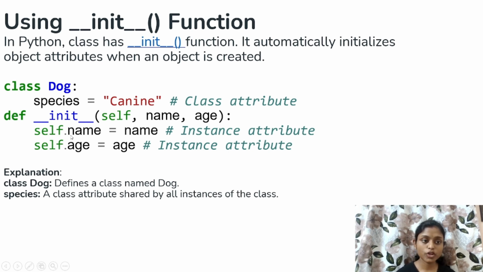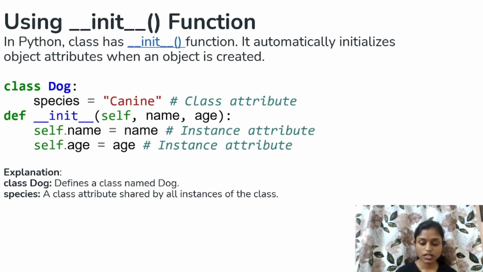And self dot name, self is also an object, so we know that in a class we have to access attributes by object. By using the dot operator, I wrote self dot name equals name, and this is called an instance attribute. We will go into this later in detail. This is the instance attribute, and species, canine, is nothing but a class attribute. Let me go into detail later.